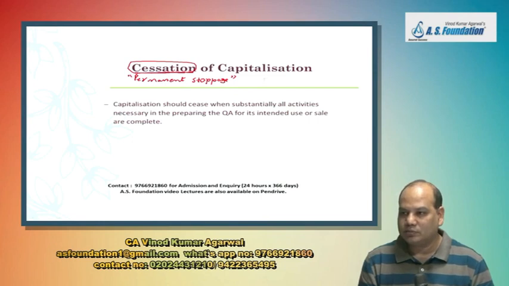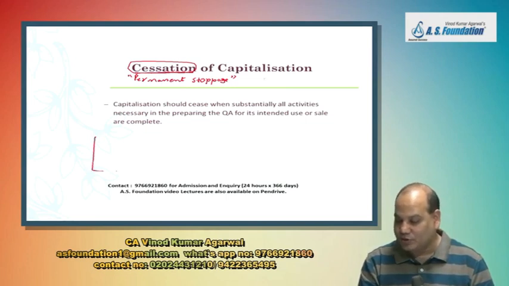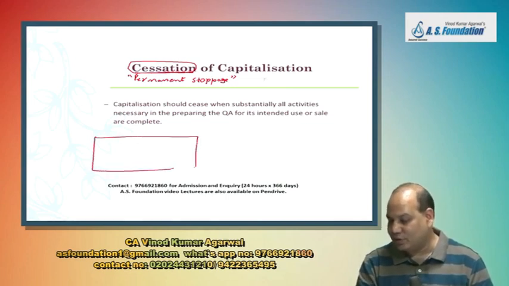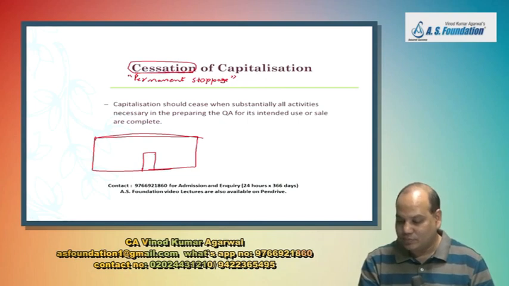When the asset is ready. Ready or substantially ready? Why not fully ready? Some minor work may be pending. Okay. Suppose this is a stadium. Example only. Now this is a 50 crore rupee stadium. And this is the gate of that stadium, which will cost 2 lakh rupees to construct. Okay, whole stadium is ready, but this gate is not ready.